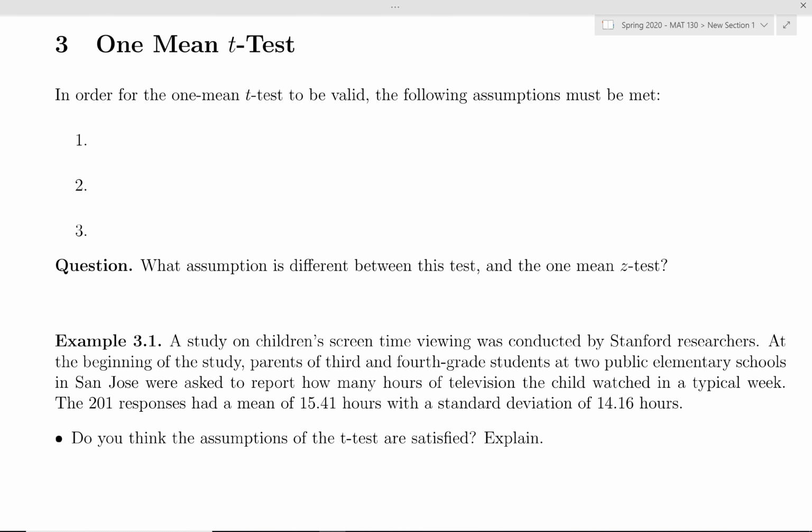All right, so before we even get started, for a one mean t-test to be valid, the following assumptions must be met. Again, the idea is we're trying to do a hypothesis test, meaning we're going to use some statistic that we get from a sample to make inferences about a parameter of a population. So the first assumption we're going to need is a simple random sample.